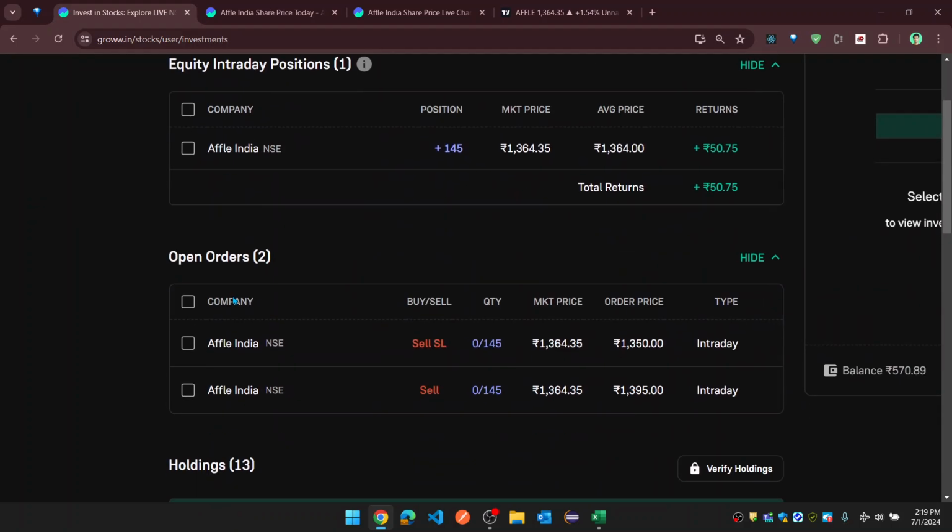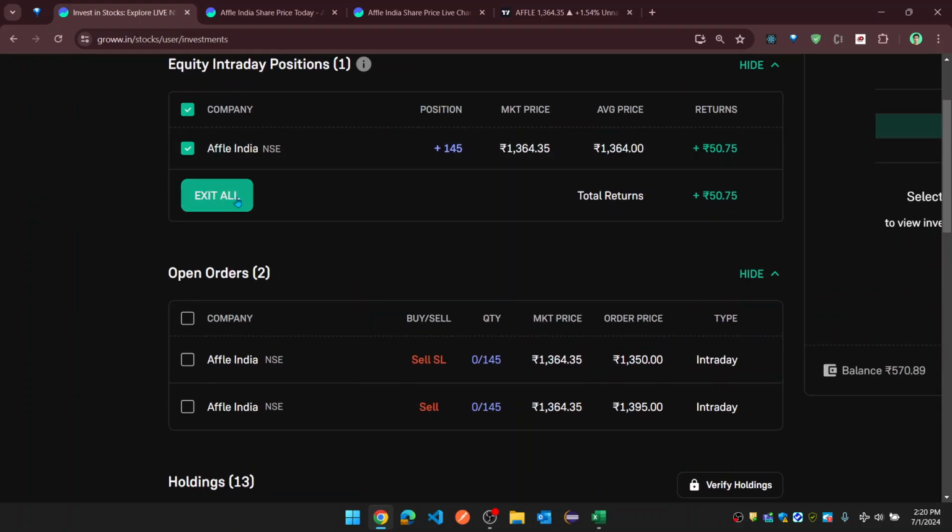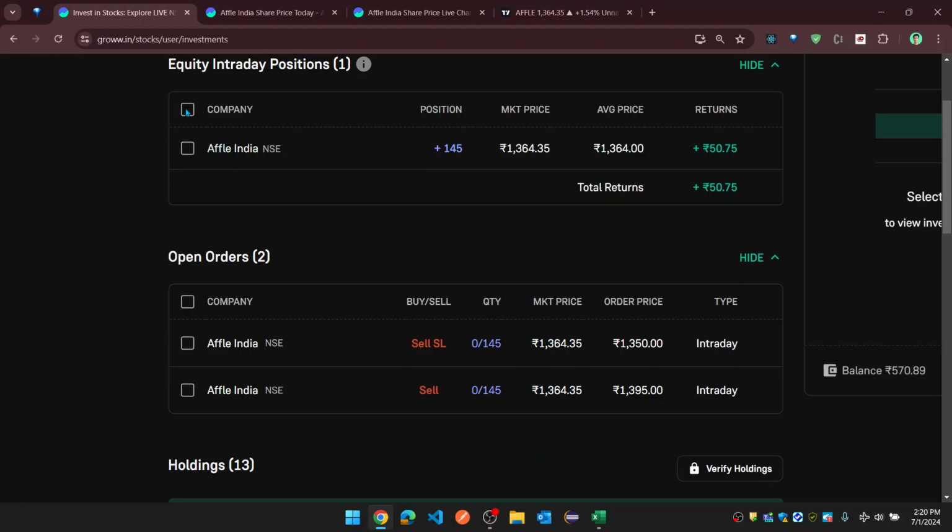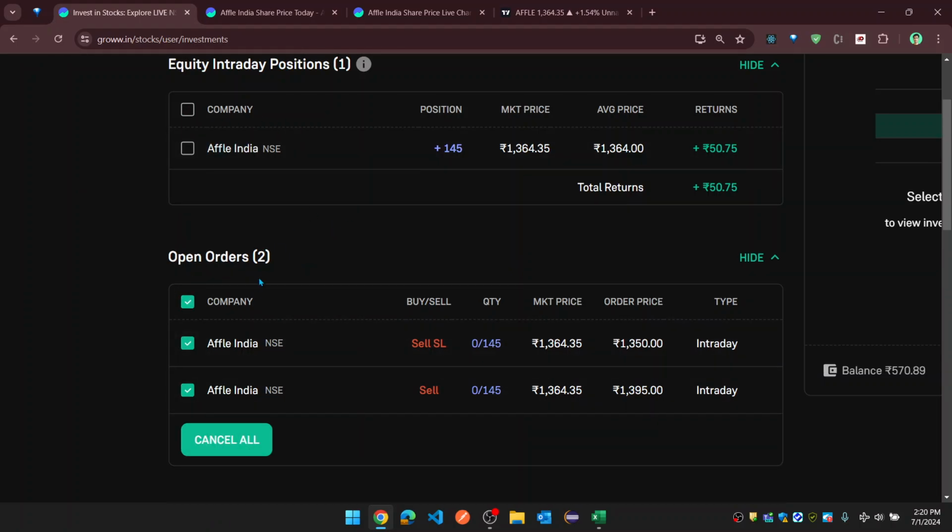First, I will not exit this position. I'll not do anything with this. I'll cancel these two orders. Then I'll show you first how to add a stop loss, and then how to add a target. As you can see, currently I have a stop loss of 1350 and my target is 1395.